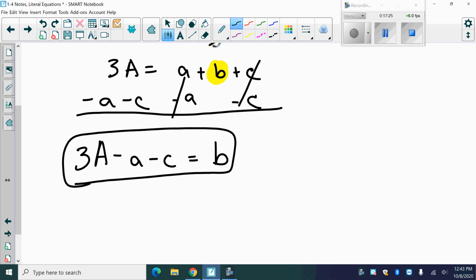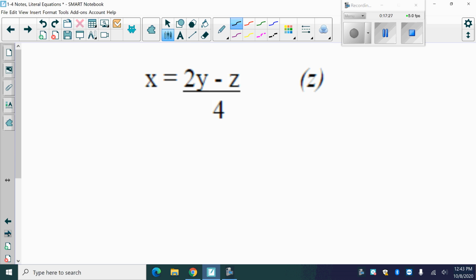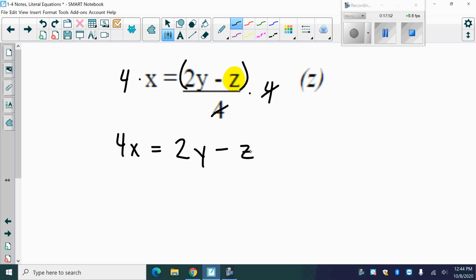I think we're about out of examples. Nope, we have one more. This one, I'm solving for z. Okay, I'm going to take this one and I'm going to get rid of my 4 first because I have to assume everything on the top is in parentheses. So I have 4x equals, these 4 cancel. So I have 2y minus z. Still solving this for z.